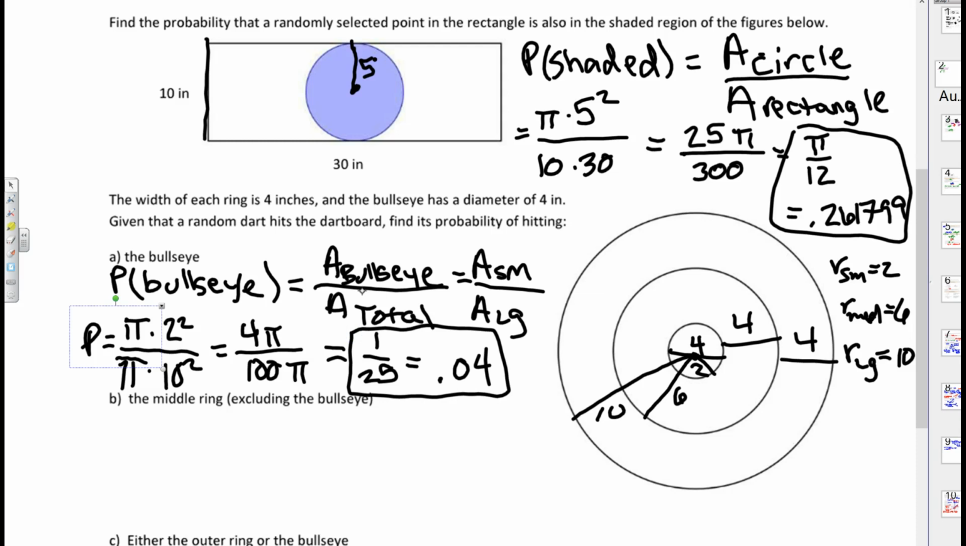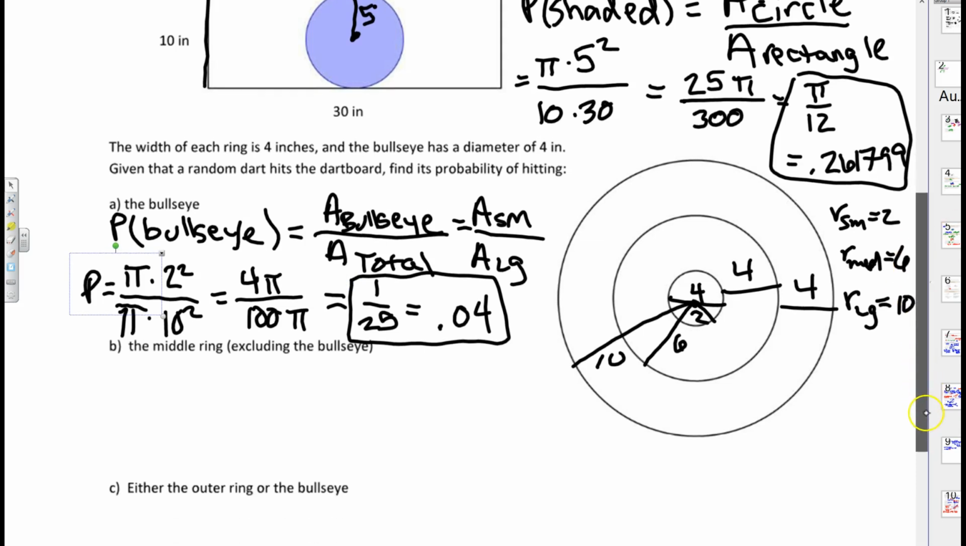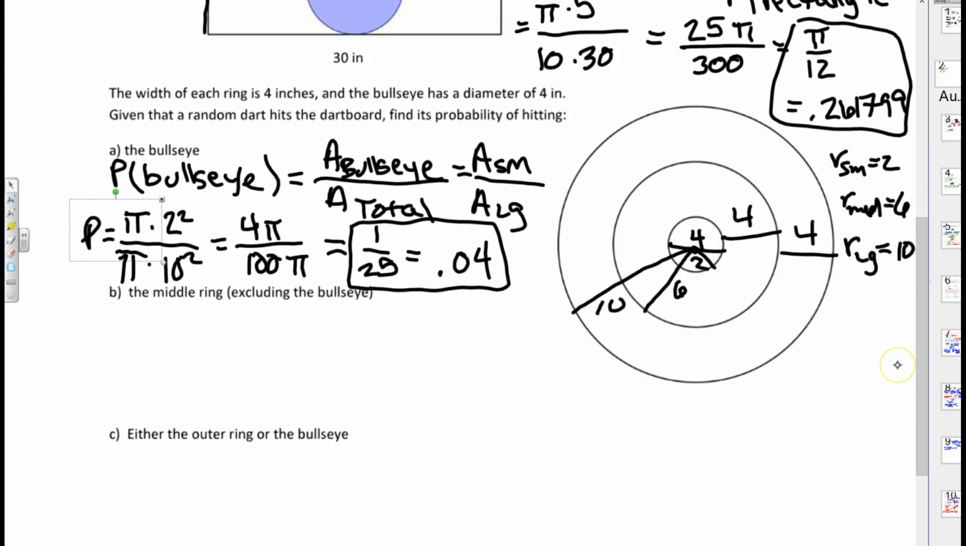And our bullseye is actually pretty big in this picture, so you can imagine how little of a chance you actually have on a real dartboard. So let's take a look at the next one.